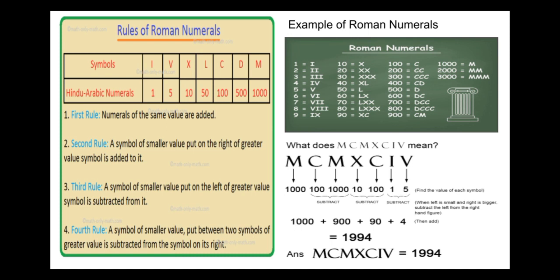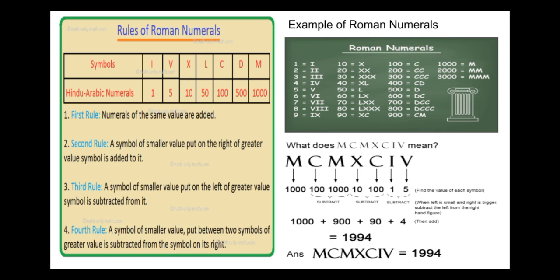6. V plus I is equal to 6. 7. V plus I plus I is equal to 7. 8. V plus I plus I plus I is equal to 8. 9 is IX. Why is the value of 9 IX? X is equal to 10, I is 1. Subtract: X minus 1 is equal to 9. 10 is equal to X.